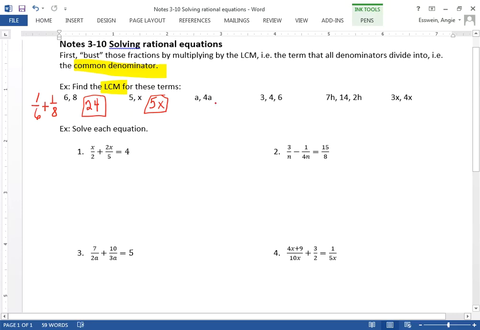And what about a and 4a? 4a. And what about 3, 4, and 6? What's the smallest number that those divide into evenly? 12. And what about 7h, 14, and 2h? We need 14, and we need an h, and then everything will cancel. And what about 3x and 4x? 12x. Yep, both 3x and 4x divide evenly into it.